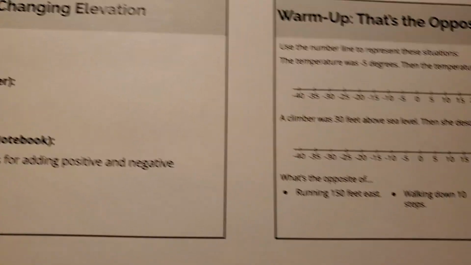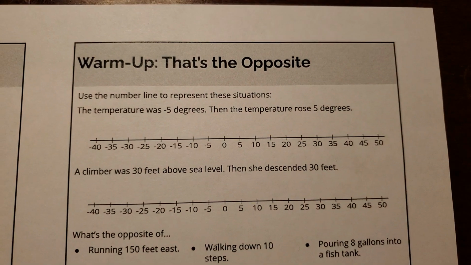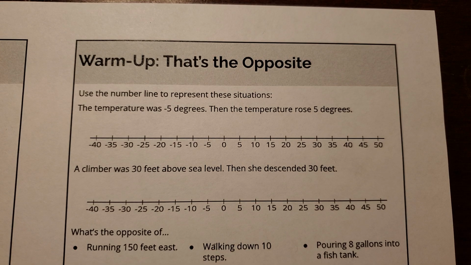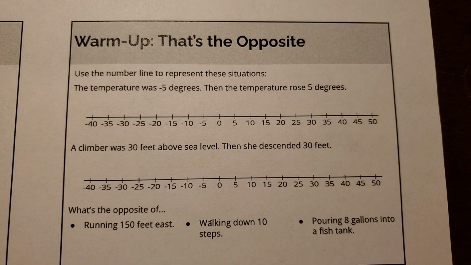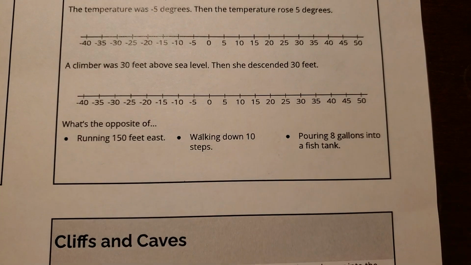to our warm-up. So our warm-up is "that's the opposite." The first 2 problems, I'm giving you number lines, and I would like you to represent the situations on the number lines. And then the last 3 problems are just what's the opposite. So our first situation is the temperature was negative 5 degrees, and then it rose 5 degrees. The next situation is a climber was 30 feet above sea level, then she descended 30 feet. So remember, when you are filling out the number lines, make sure to put a dot on our starting temperature, our starting number, and then use the arrows to represent the change.